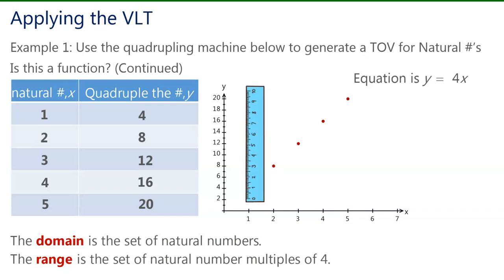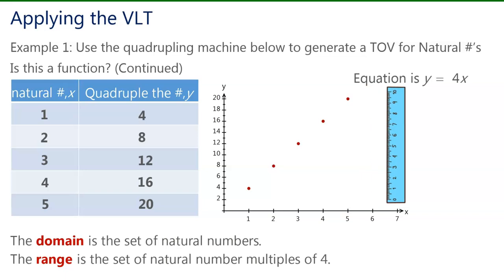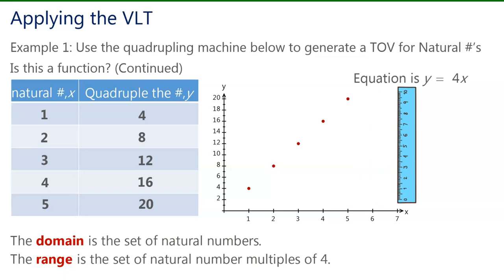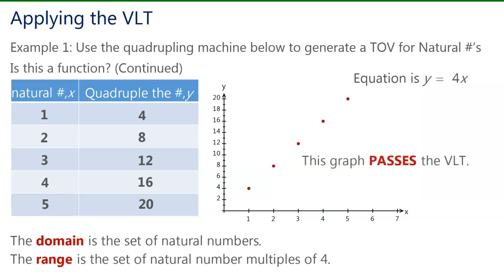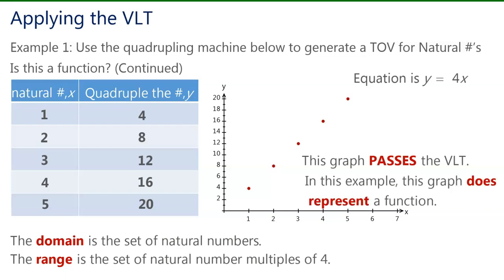Here's our ruler. We're going to slide it to the right, and we'll notice that it only intersects in at most 1 point. So this graph passes the vertical line test. In this example, this graph does represent a function. Here we were dealing with a discrete graph. Later we will deal with continuous graphs.